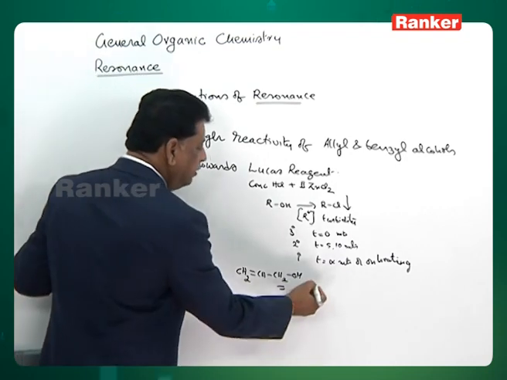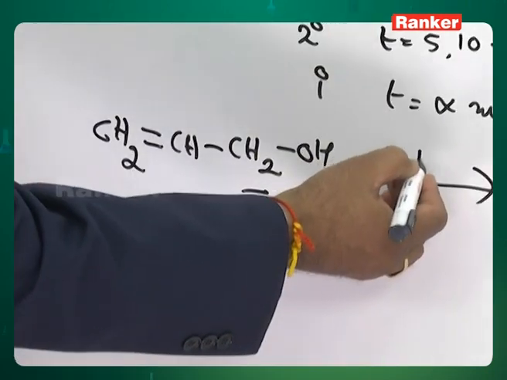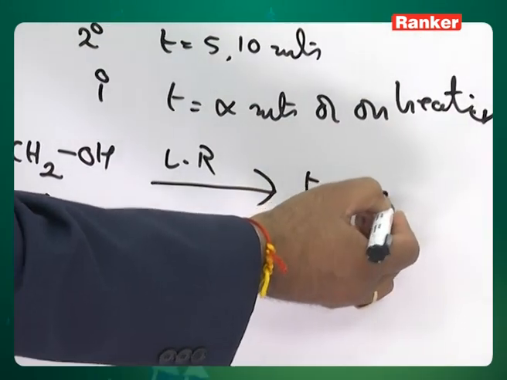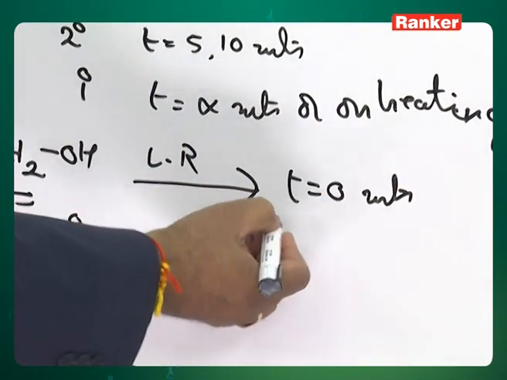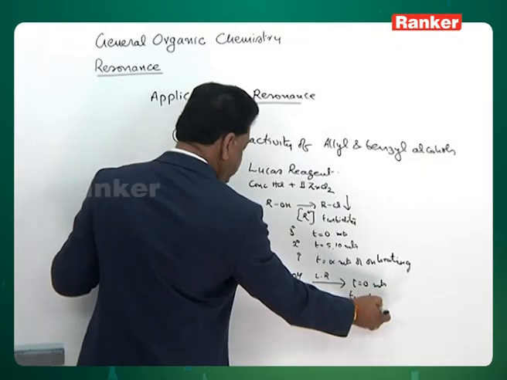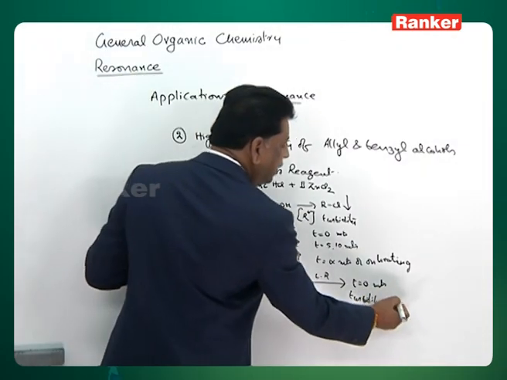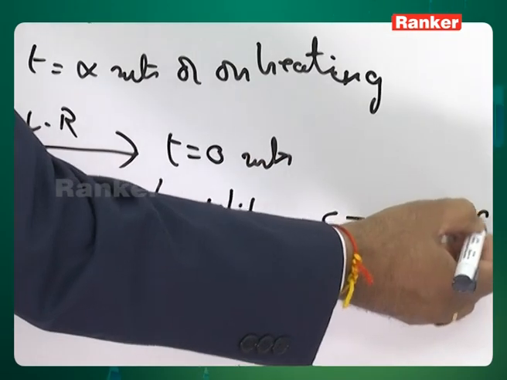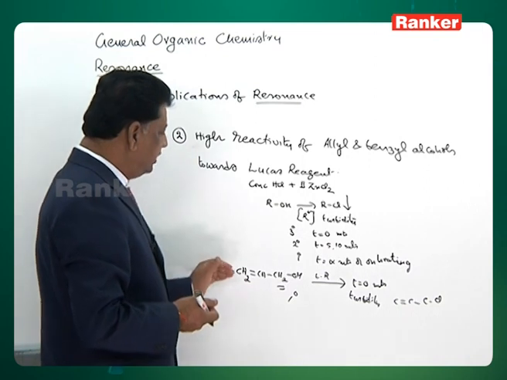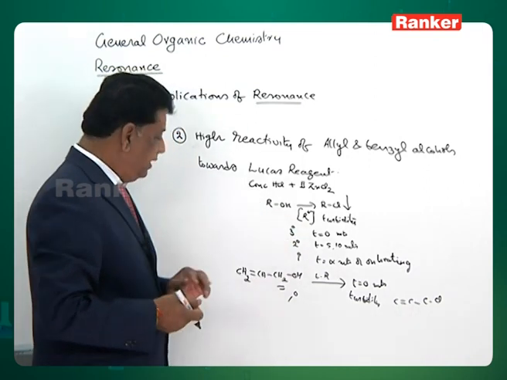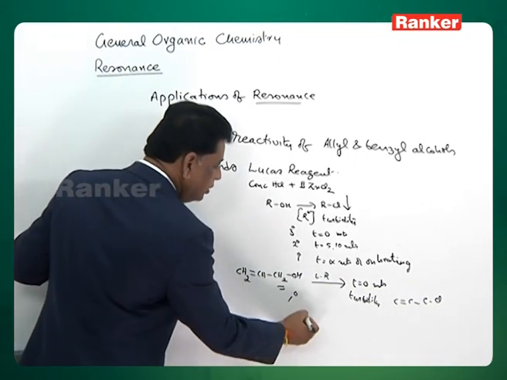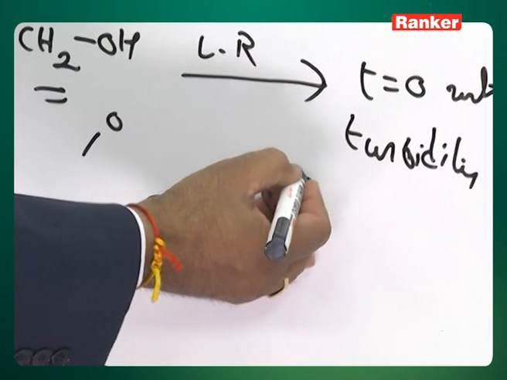But with allyl alcohol, the moment you add this Lucas reagent, turbidity comes immediately, 0 minutes. The turbidity is because the allyl alcohol becomes allyl chloride. This alkyl halide is insoluble, therefore turbidity comes. So within no time it happens. Why, when it is a primary? Its intermediate is stabilized through resonance, not through the tertiary feature.